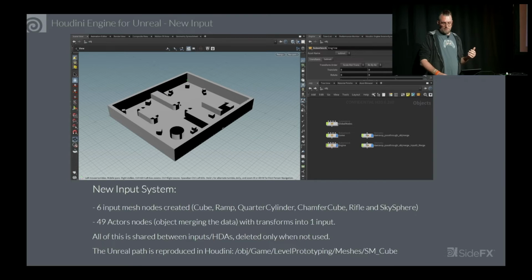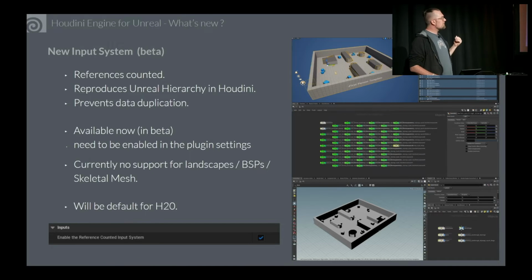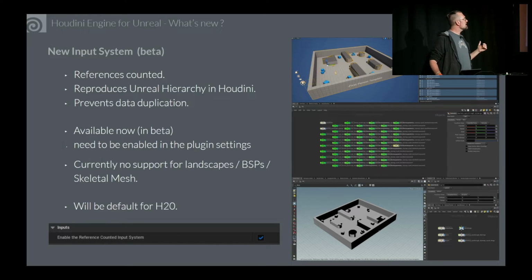So that new input system is currently available in beta, simply because we currently don't support every type of input the plugin supports. We're currently working on that. It's probably going to be finished in a few months, I would say. So currently, landscape, DSPs, skeletal meshes are not plugged into that new system. And we have a couple little issues that we still need to iron out, but it will be on by default for H20. Currently, if you want to play with it, we have a plugin setting. So if you go into the plugin setting in the input section, we have this enable reference counting input system that lets you play around with the new input system.